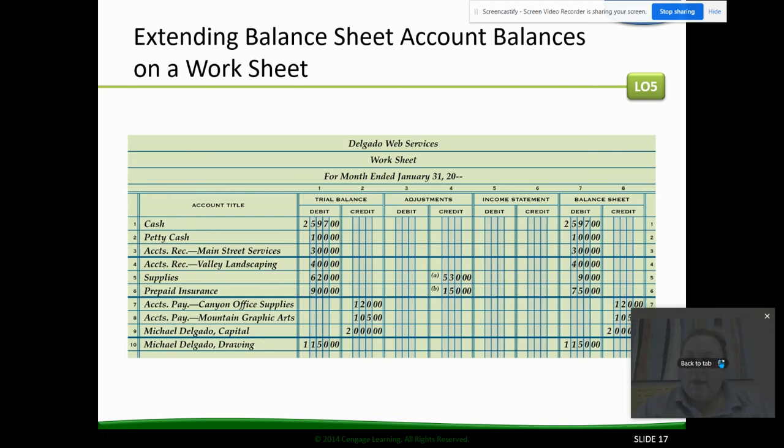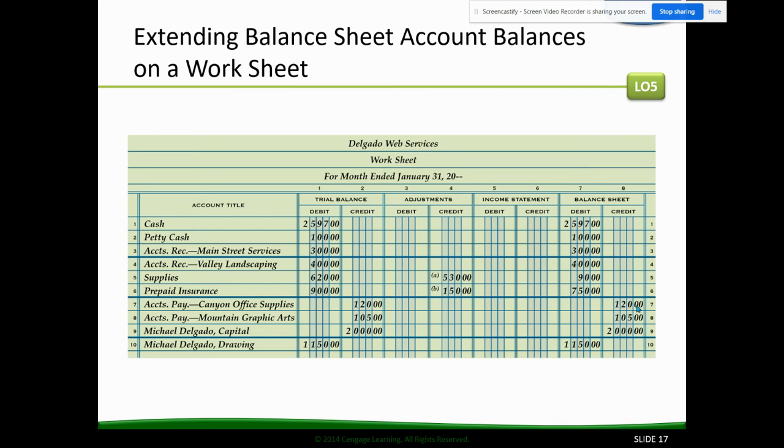And then let me move off the screen. And then we have our accounts payable, our owner's equity, and then our drawing account. So whatever they are over here, that's what they're going to be over here. Okay, so this is what we call extending the numbers. So we're going to extend those numbers.